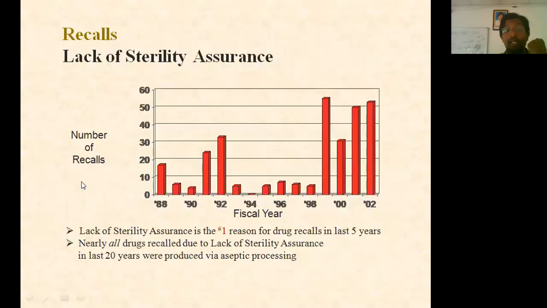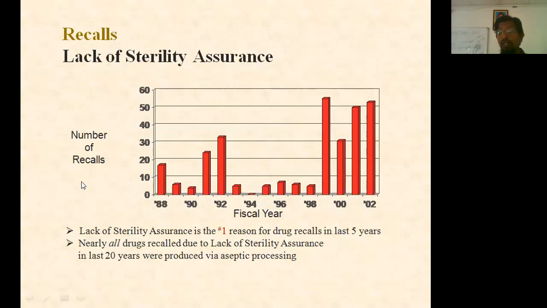So lack of sterility issues, you can see the number of recalls. Recalls means basically the substances or drug products which are already distributed in the market are recalled back, depending on their sterility issue. So you can see how many are recalled in the years till 2002. You can see here, in millions, how many products got recalled.